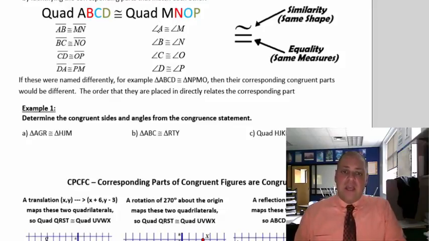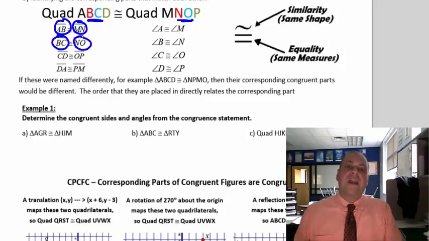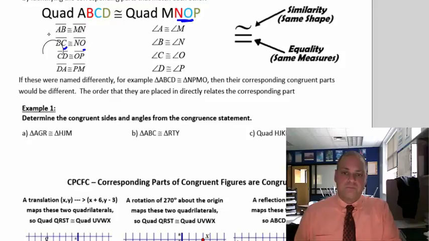So angle A will be congruent to angle M if you were to draw these two quadrilaterals. Angle A would be congruent to angle M. Angle B congruent to angle N. Got it? AB, black, red. AB will be congruent to MN, black, red. See, black, red will match up with black, red. AB, MN. Okay? Red, blue. BC, NO. Side BC will be congruent to side NO. I think you get the point. I hope you get the point.